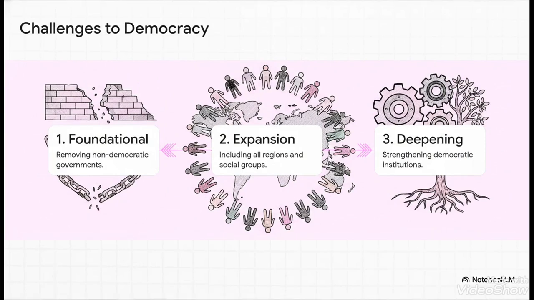Question 17 is a classic 3-mark question. What are the challenges to democracy? The key is to lay out 3 distinct challenges. First, there's the foundational challenge, getting rid of non-democratic governments. Second is the challenge of expansion, which means including all regions and groups. And third, the challenge of deepening democracy, which is all about strengthening those democratic institutions. Nail those 3 points, and you've got it.